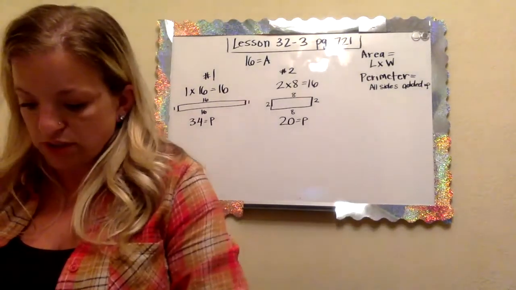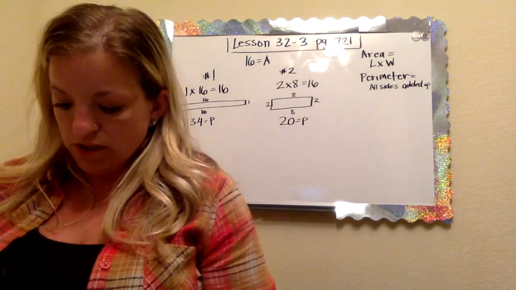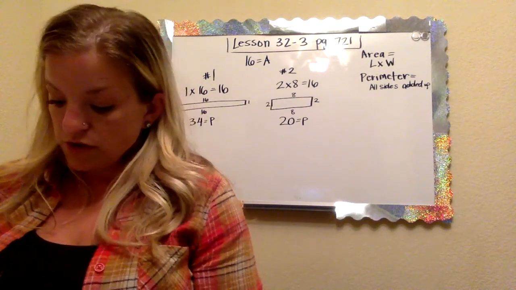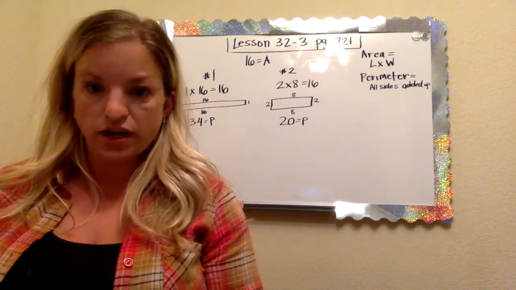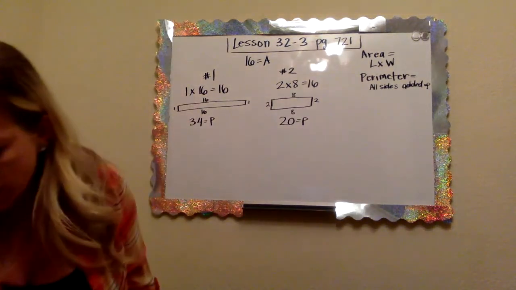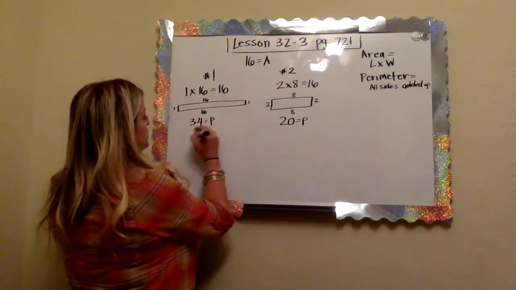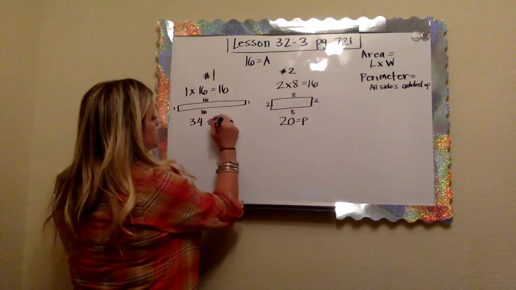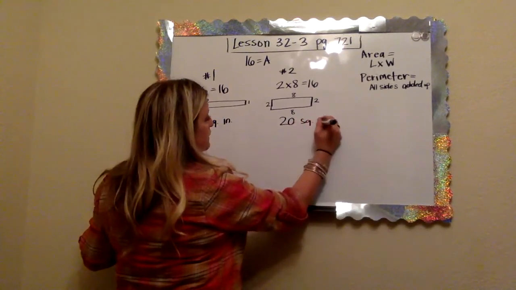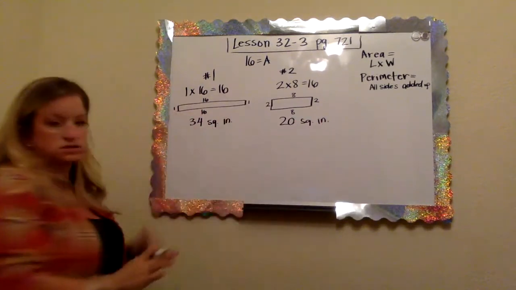Number 4, Simone wants to glue colored string around the edges of the 2 rectangles she made in problem 3. What is the total length of string she needs for each rectangle? Show your work. So the total length of string is the perimeter that we just found. So for this one, she would need 34 inches, and this one she would need 20 inches. This one has a greater perimeter. This one has a smaller perimeter.